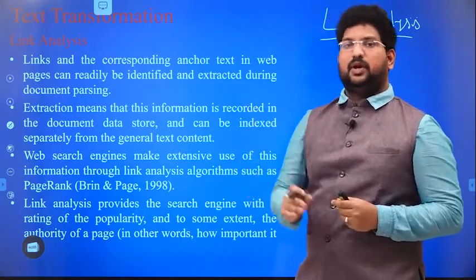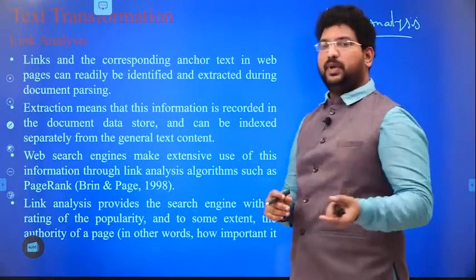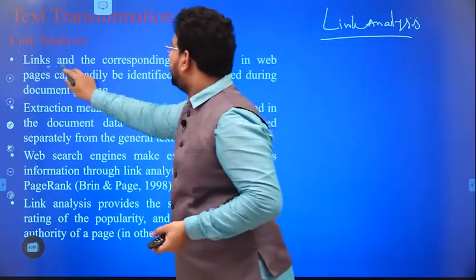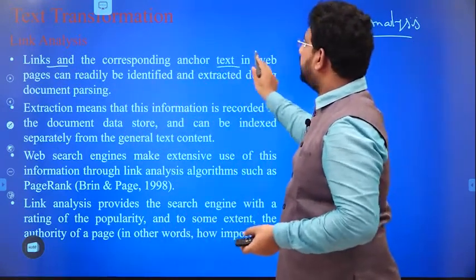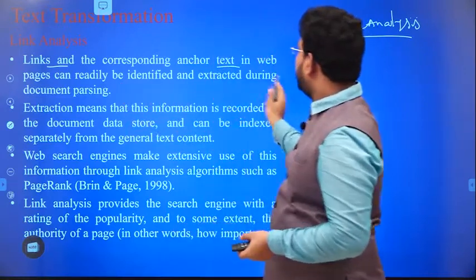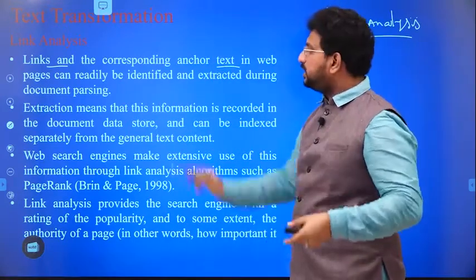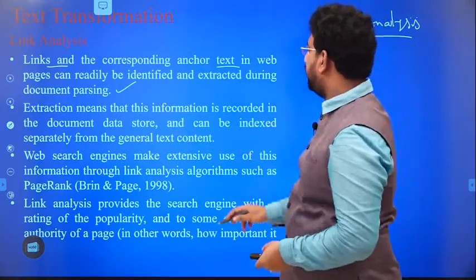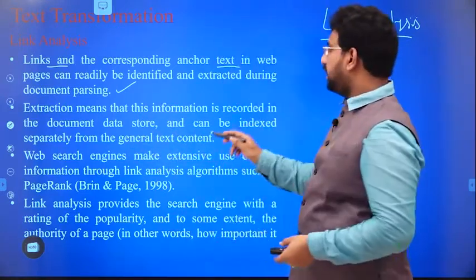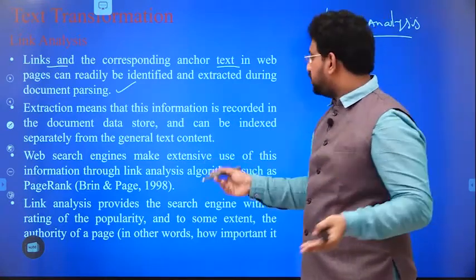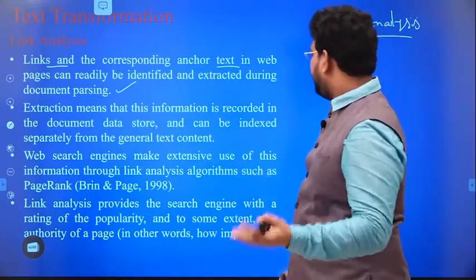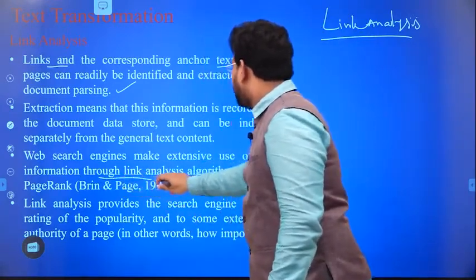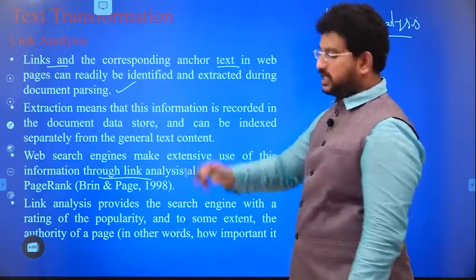Whenever you search for any particular information, it is going to identify the links. The link and the corresponding anchor text in the web pages will readily be identified and extracted during the document parsing phase. Here, extraction means this information is recorded in the document data store and can be indexed separately from the general text content. Web search engines make extensive use of this information through link analysis algorithms such as PageRank.